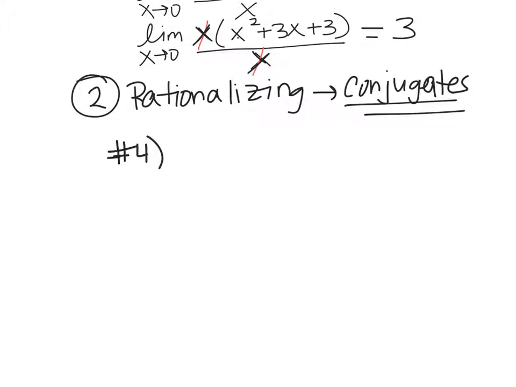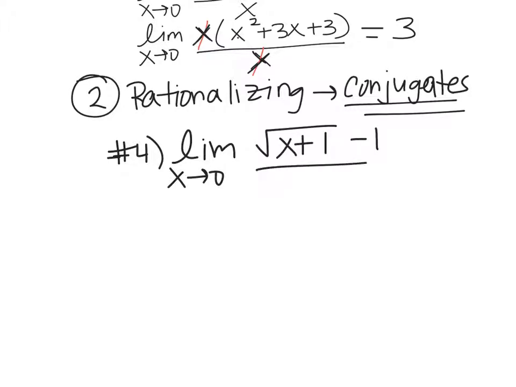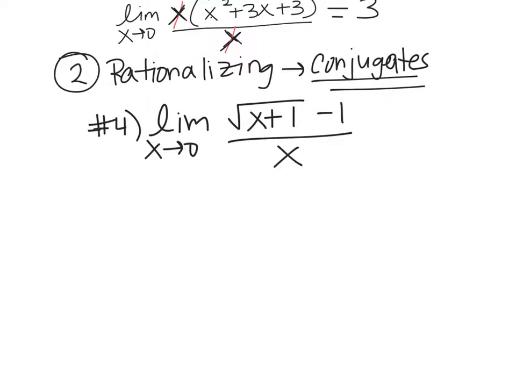Okay, suppose that we have the limit as x goes to 0 of the square root of x plus 1, minus 1, all over x. Once again, we notice that if you were to plug in 0, you would get 0 over 0. Direct substitution is the best way to go, but when you can't, you have to do something algebraically.